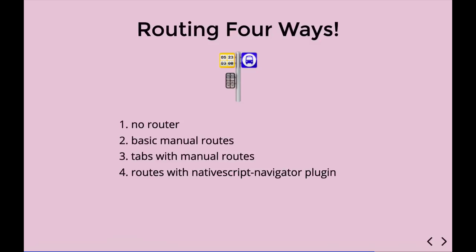I'm going to show you 4 scenarios. The first is the way I do routing, and Igor actually showed me how to do this, with no router whatsoever. And then I want to talk about how to use basic manual routes within a sort of a master detail context. And then I want to show you how to use tabs with manual routes. And then I want to show you a plugin that Igor has developed for us, which is called the NativeScript Navigator, and it offers some ease of use of manual routes so that you can go ahead and quickly get your routes up and running.